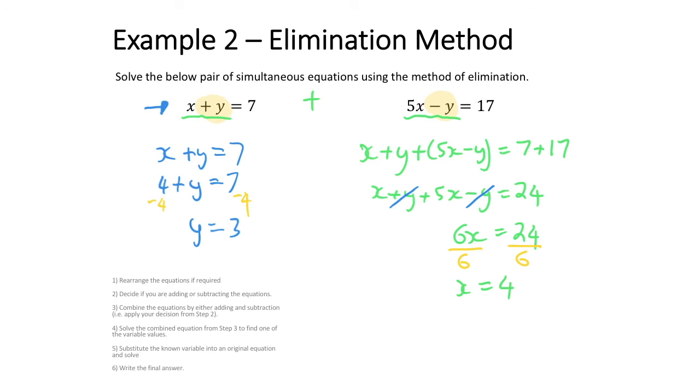So now I've got a value for both of my variables. x is equal to 4, y is equal to 3. So I can write my final answer of 4 and 3. So the solution, or the intersection point, of my original equations is x is equal to 4, y is equal to 3. So that is an example of how to resolve a set of simultaneous equations using the elimination method.